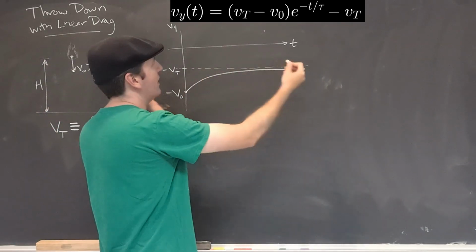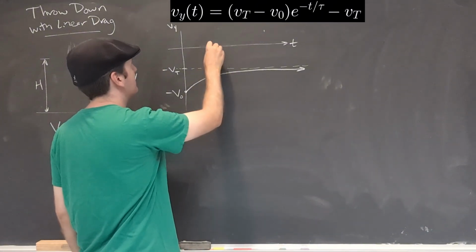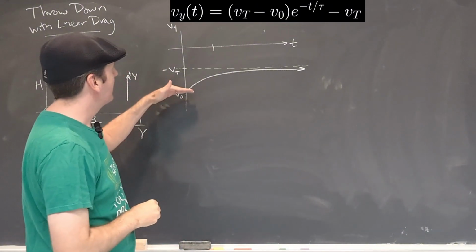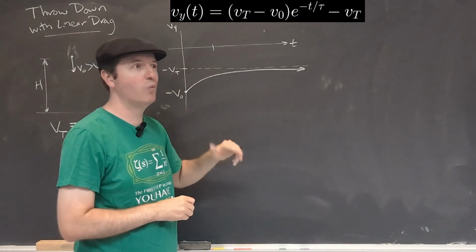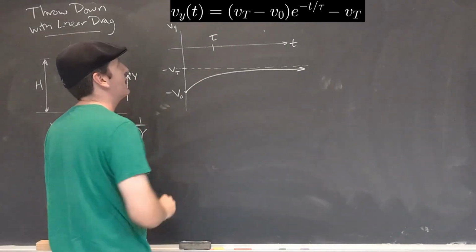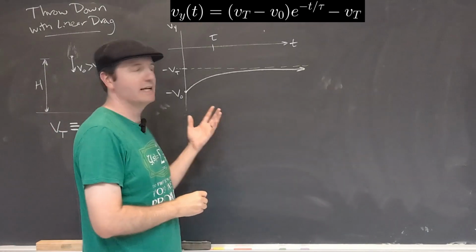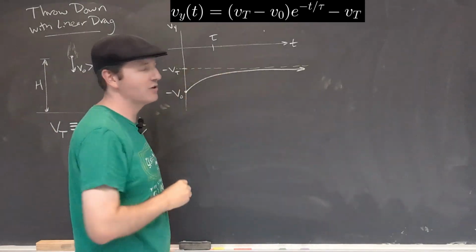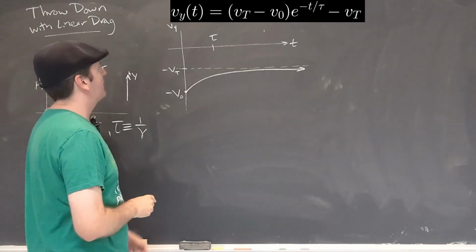I haven't put anything on the time axis, but the characteristic time over which this happens, and by that I really mean the time at which this velocity has approached this terminal velocity to within 1 over e, 37% of itself, that's tau. So that's sort of the lifetime of this exponential. It's not really exponential decay, but it's kind of a mirror version of an exponential decay. So that's kind of what we're expecting our velocity to look like.